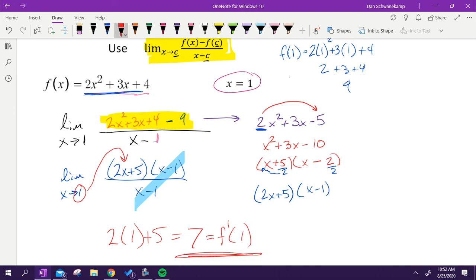So not as helpful as the last one. We didn't have to do the crazy FOIL distribute that we had to do on the last one, but you didn't get quite as much information. I only found the slope at 1, not a slope equation.